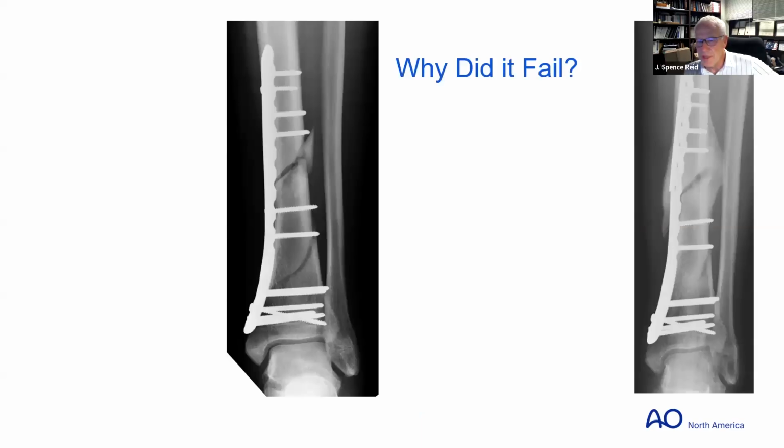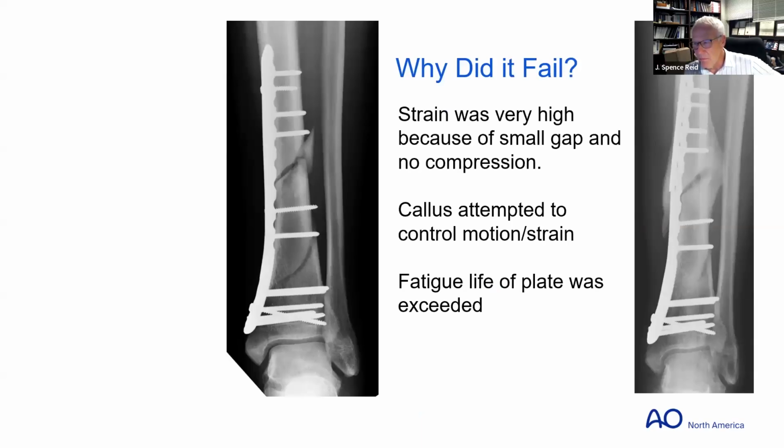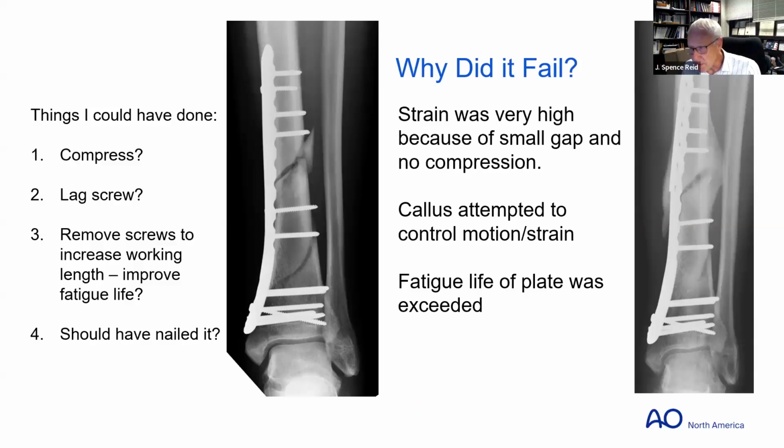So let's ask the question and go through a little analysis, like why did this fail? My hypothesis was strain was very high because of the small gap, no compression, because we didn't take down the soft tissue. The callus attempted to control motion and the strain, but the fatigue life of the plate was exceeded. So what could we have done differently?